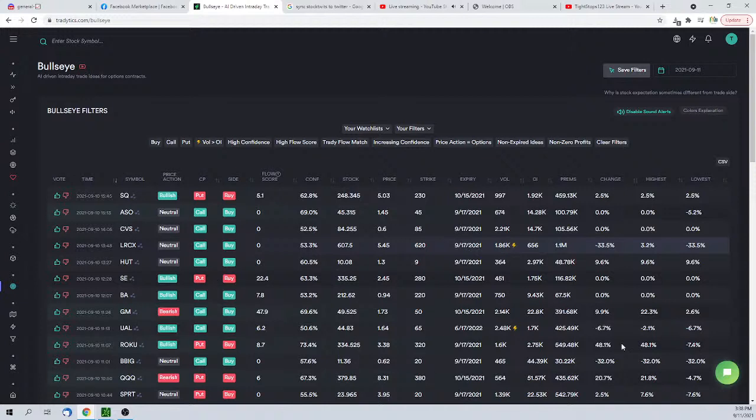United Airlines, here's another good one, 425 grand. But this is a leap, so I don't pay too much attention to leaps. So that's kind of the Bullseye intraday trader, which is supposed to be an intraday trader, so I don't understand why the leaps come in, but it is what it is.